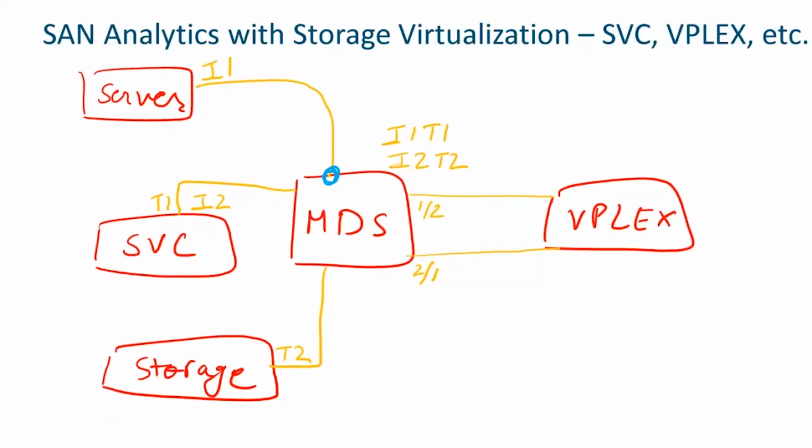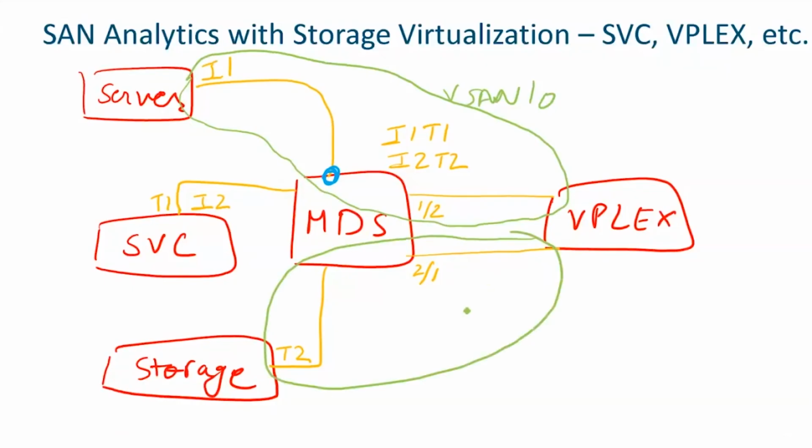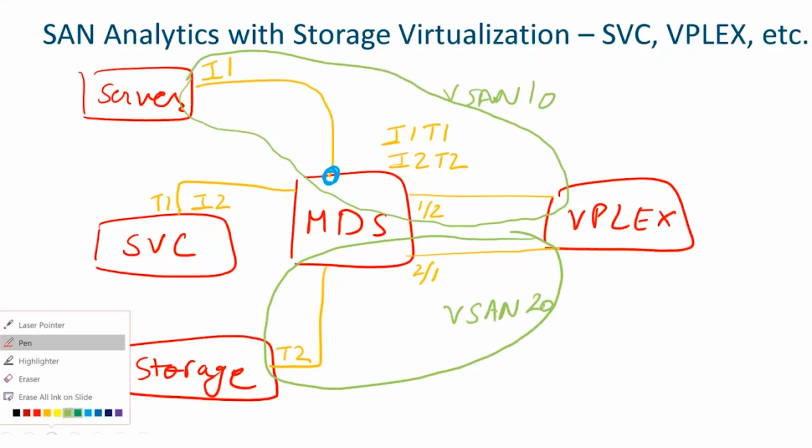How does that work? Is that the right understanding, something like this? Yes. You have a vSAN 10 going from your VPLEX front-end ports connecting to the server, and then you have a back-end port connecting to the back-end storage. Yep, what you just drew in the green color, that's exactly it. I'm trying to get some ideas around analytics.